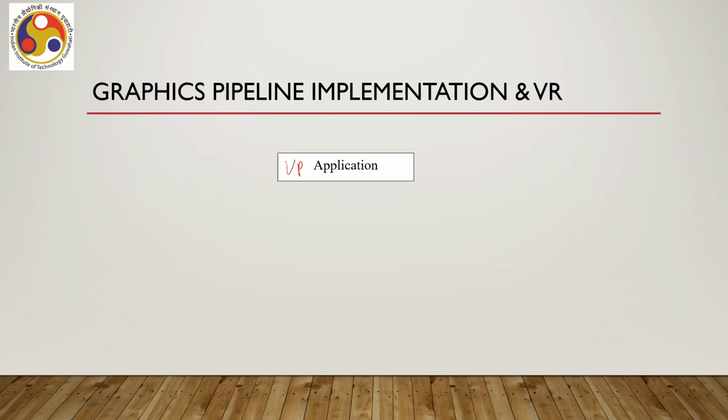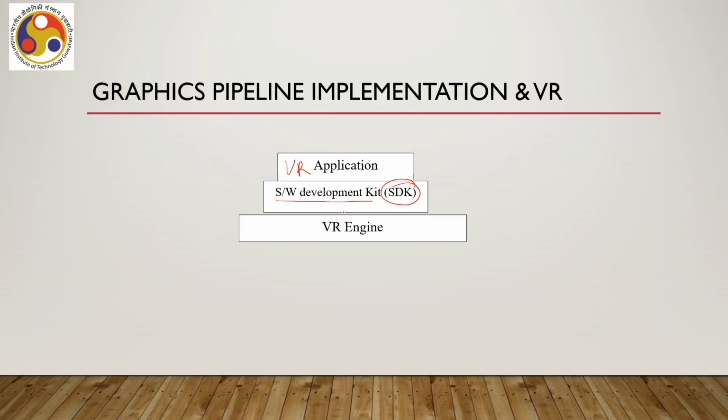Now, if we try to understand the system in a layered architecture form, then we have at the top the VR application layer. Below that is the software development kit or SDK layer. Below it will be the VR engine or the game engines. So, when I say this layer, that means the application layer calls the SDK layer, which calls the VR engine layer.